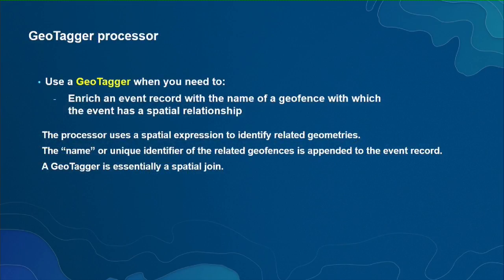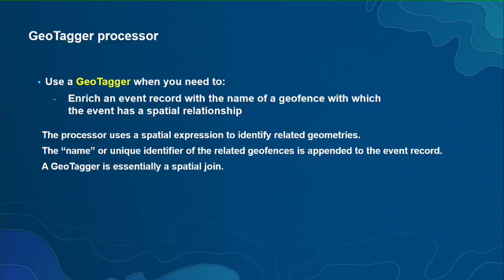You use a geotagger when you want to enrich an event record with information about a geofence with which it shares some sort of spatial relationship. The processor uses a spatial expression to identify related geometries, inside, outside, disjoint, intersects, and then adds the unique name of the geofence for every geofence in a set that satisfies that condition. So a geotagger can actually be pushing out a comma-separated list of geofences if more than one geofence satisfies the spatial condition for the point, line, or polygon that was received as an event record.